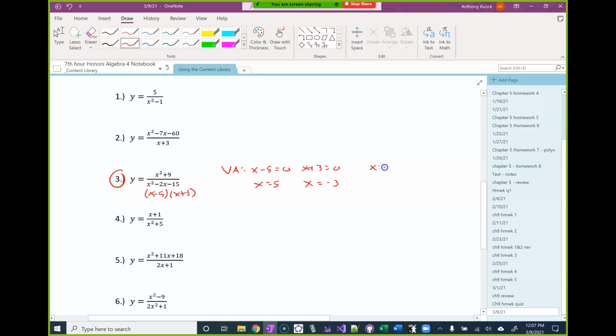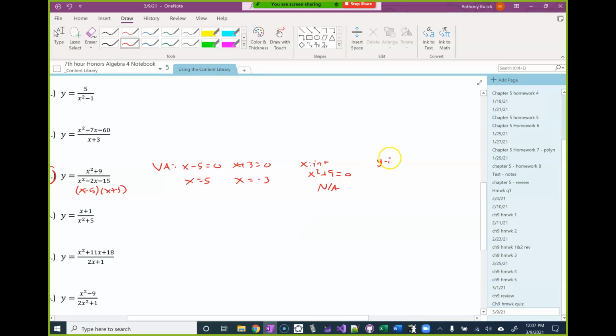For the x-intercepts, I take the numerator and set it equal to 0. But I can see real quick that that's just going to give me an imaginary result. Since I'm only going to get an imaginary solution to that, if you weren't sure, you can solve it, but I promise you it just gives you an imaginary result. Everybody's okay still? Okay.